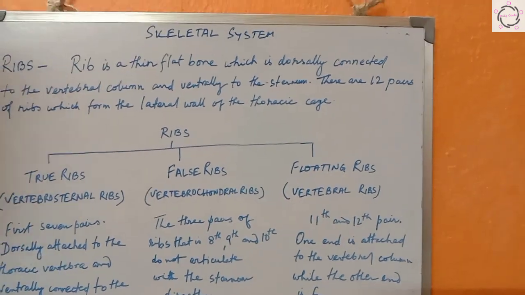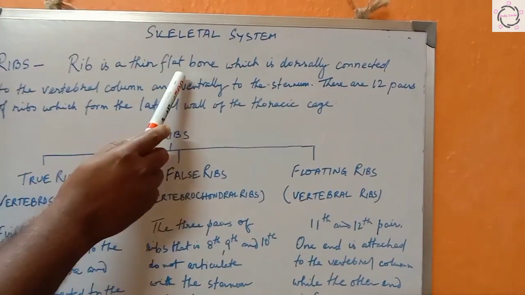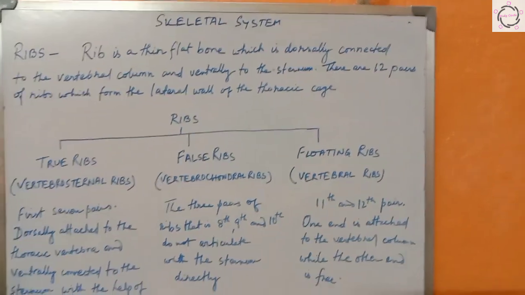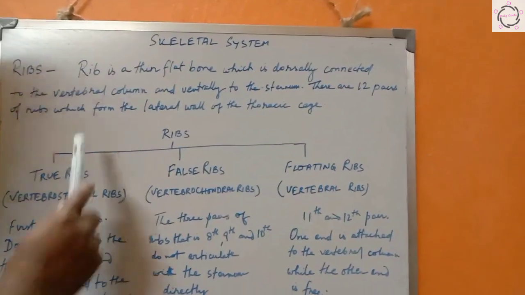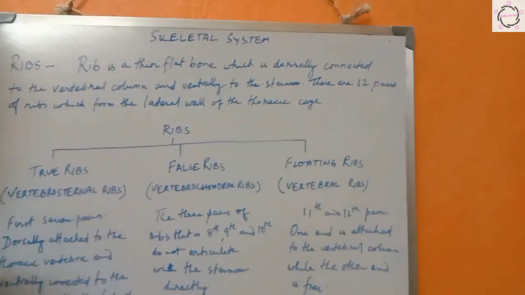Today we will discuss the Skeletal System Part 3. In this part, firstly we will discuss ribs. Now what is a rib? A rib is a thin flat bone which is dorsally connected to the vertebral column and ventrally to the sternum.